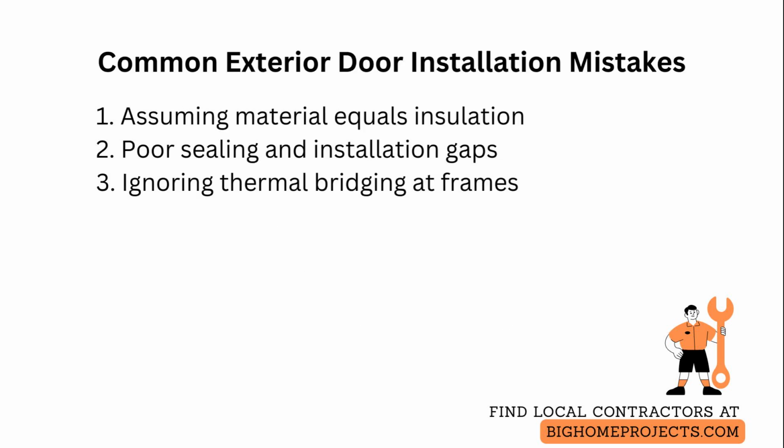Common mistakes include assuming material alone guarantees performance, such as thinking a solid wood door is inherently high R value when dense wood can have lower insulation than foam cores. Remedy this by verifying the published R value or U factor for the complete door assembly.